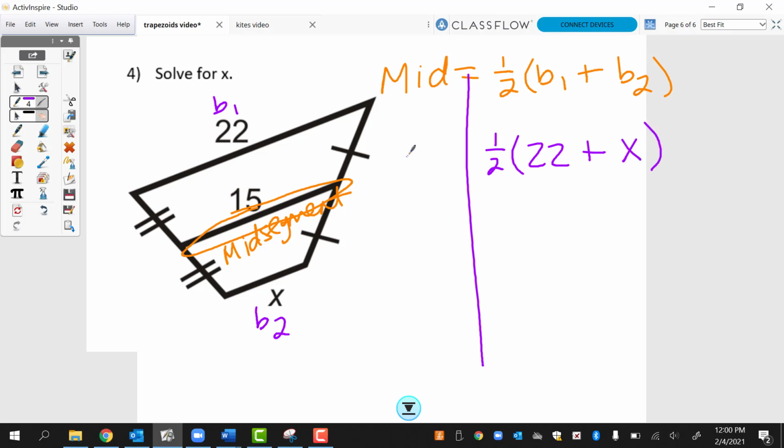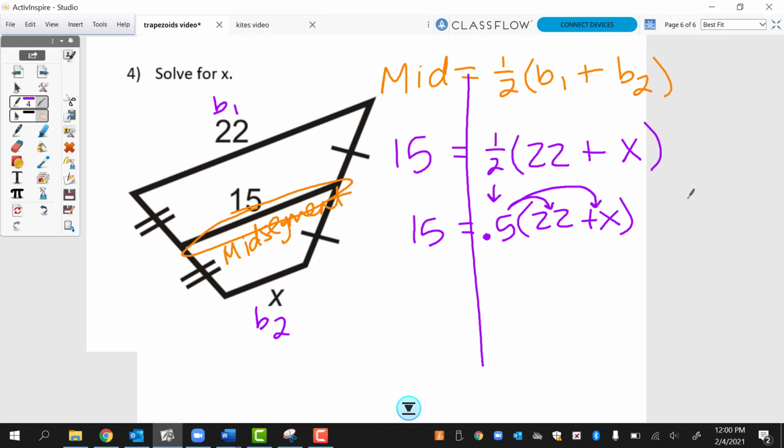And our mid-segment this time is 15. So for mid-segment, I'm putting 15 on this side, equals sign. Now I've got to solve this equation. So what am I going to do? Well, we know that 1/2 as a decimal, I can write that as 0.5. Why are we going to do that? Well, that's going to make our life easier. We're going to distribute that 0.5 into our parentheses.